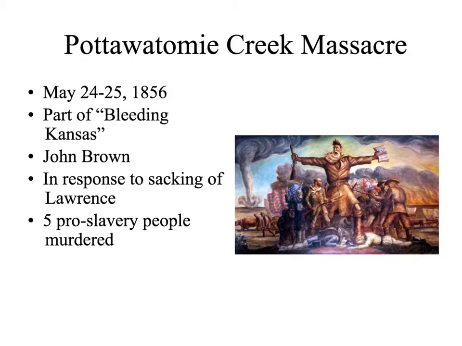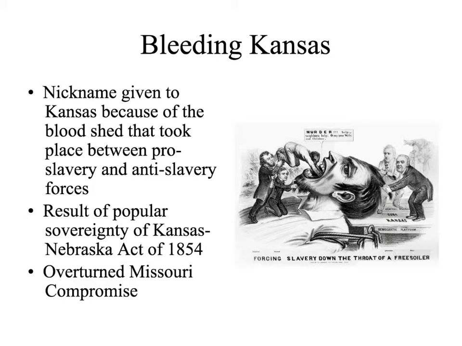Okay, so again, May 24th through the 25th, 1856, part of Bleeding Kansas. John Brown is responsible. It was in response to the sacking of Lawrence, and 5 pro-slavery people were murdered by John Brown. So he's sort of a wanted man. Like I told you guys, this results in what's called Bleeding Kansas. It was a nickname given to Kansas because of the bloodshed that took place between the pro-slavery and anti-slavery forces. Again, the sack of Lawrence and the Potawatomi Massacre.